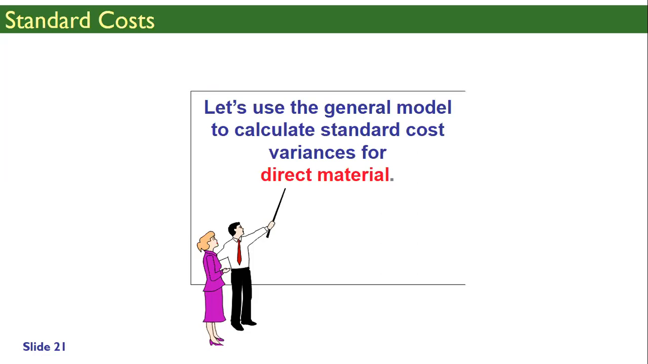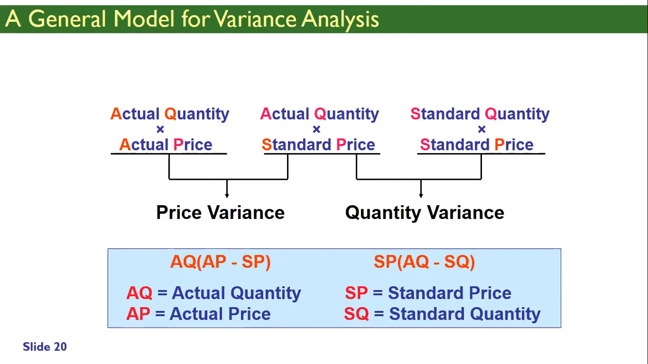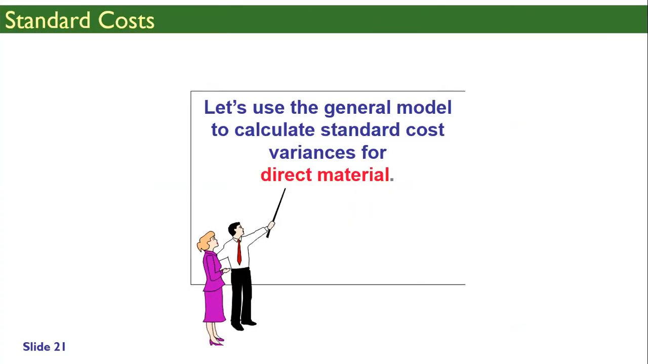So let's use the general model to calculate the standard cost variances for direct material. You should remember that doing it with the formula will never make your life easy. It will give you a lot of trouble. What you keep in mind is that variance is like how much it should have been and how much it was. Let me first explain a very simple example of how this variance thing occurs.